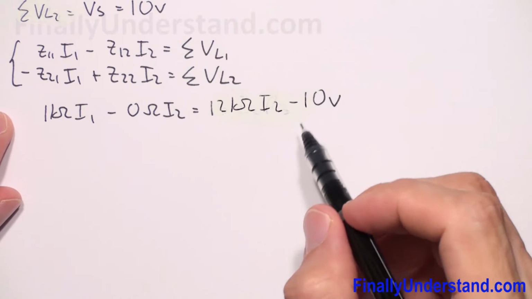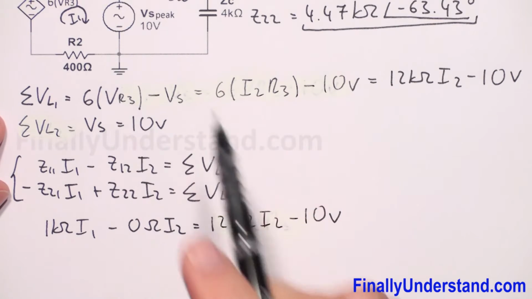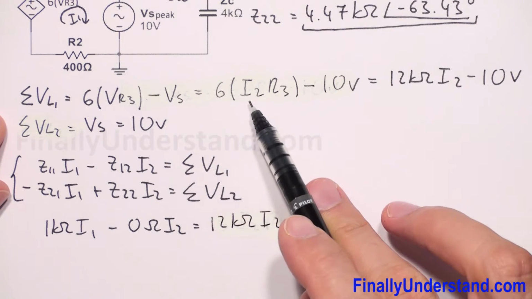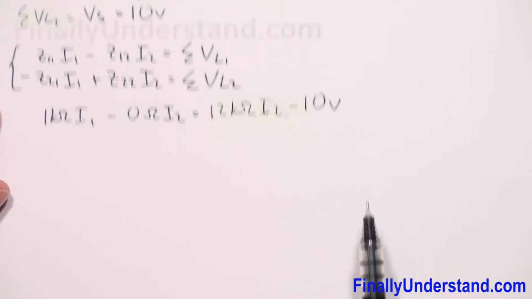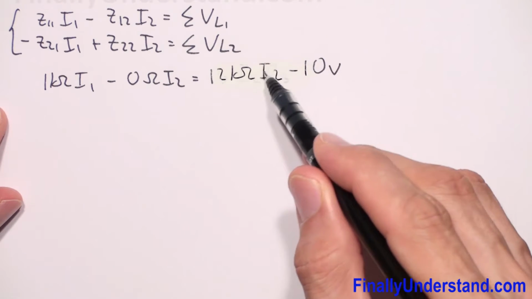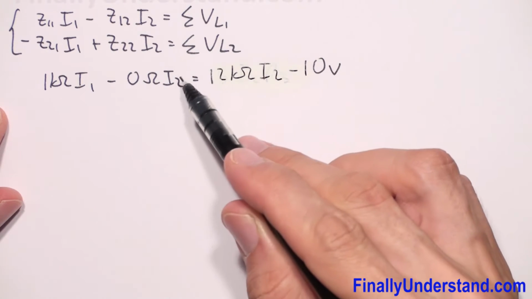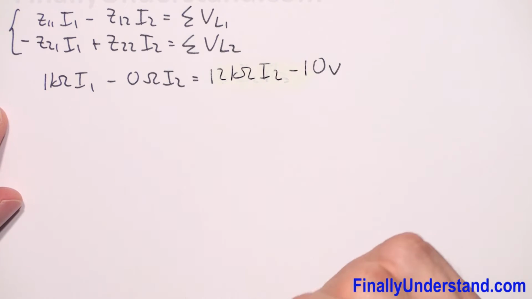So now you can see why we need to convert the voltage which we had over here to the product of the current and resistance, because we need the current. Okay, we need the current because we are going to move this term to the left side, and we are going to combine with the term which contains I2.